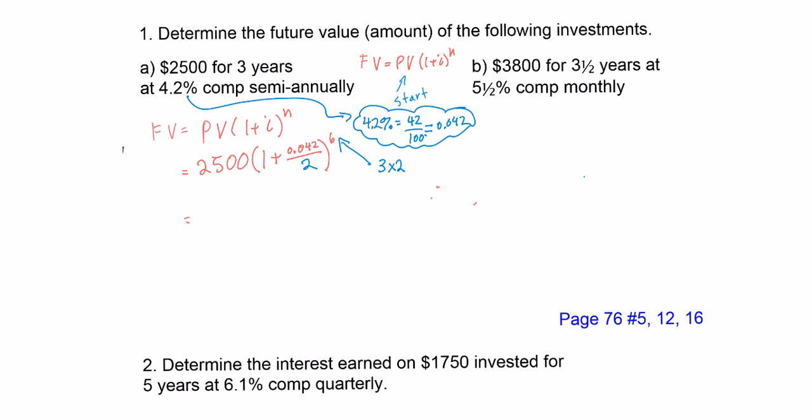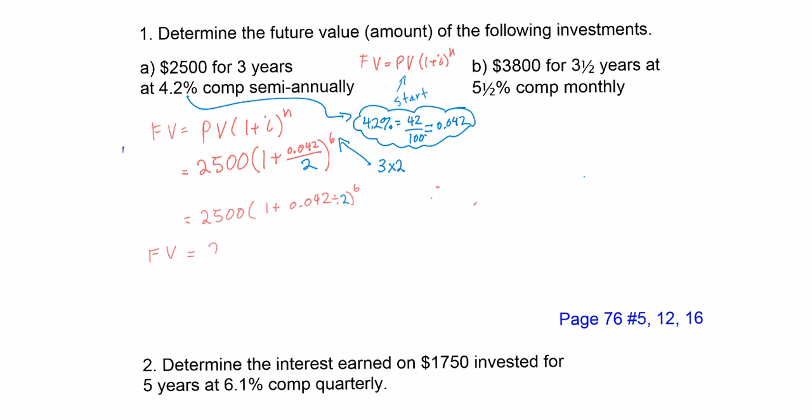Punch this exactly like you see this into the calculator. When you write it in your calculator, you'd write 2,500 (1 plus 0.042, and you would divide by 2), and then raise it to the power of 6. And that's how you would punch it into your calculator. When you get your final answer, it's always going to be in 2 decimal places.